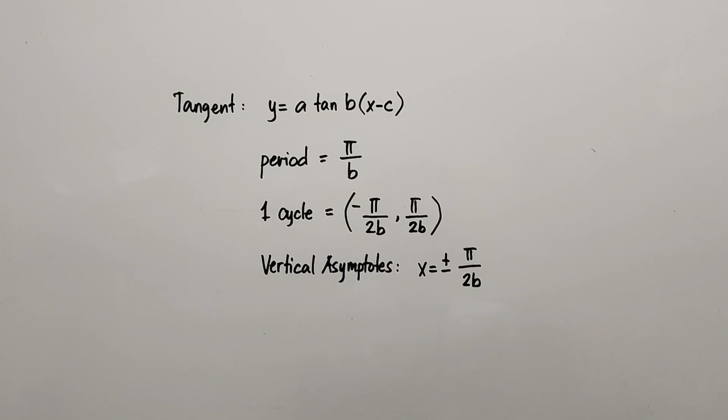And lastly, the vertical asymptotes. This is the formula of our vertical asymptotes: x equals positive and negative pi over 2b. The borders of a cycle in a tangent function are the vertical asymptotes of the function.